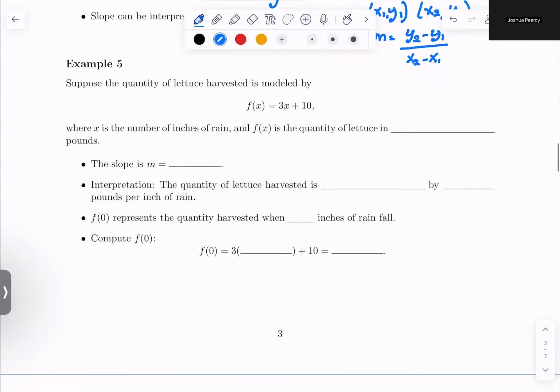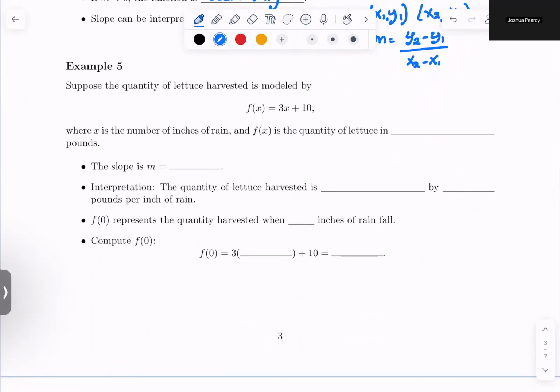So let's move on to example 5. It says, suppose the quantity of lettuce harvested is modeled by the following, where x is the number of inches of rain, and f of x is the quantity of lettuce in 100 pounds. So here, the slope is the coefficient in front of the x, which is 3. So m is 3.